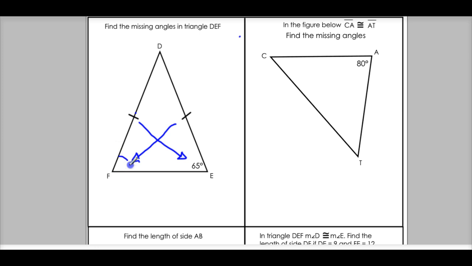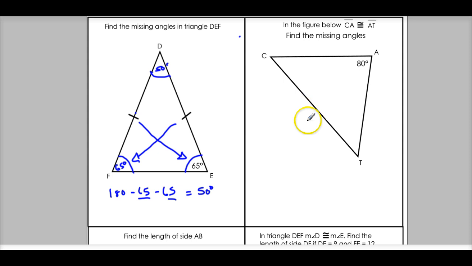So that tells me that this angle must be congruent to this angle. So if E is congruent to F, I know that F is also going to be 65 degrees, because these two are congruent. That's why I drew my lines. Now to find angle D, we're going to go to the fact that triangles all have 180 degrees in them. So I'm just going to do 180 minus 65 minus 65. That's my two angles, and that gives me 50 degrees. So angle D is 50 degrees.